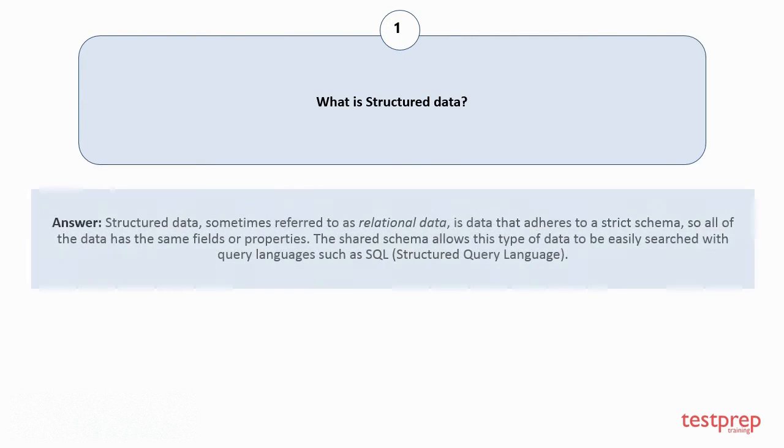Your answer is: structured data, sometimes referred to as relational data, is data that adheres to a strict schema, so all of the data has the same fields or properties. The shared schema allows this type of data to be easily searched with query languages such as structured query language.